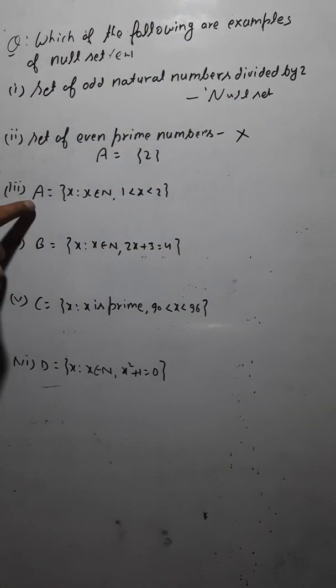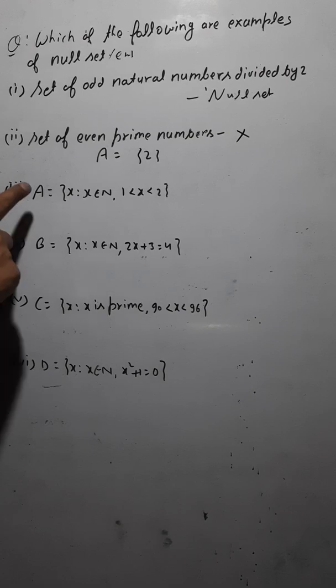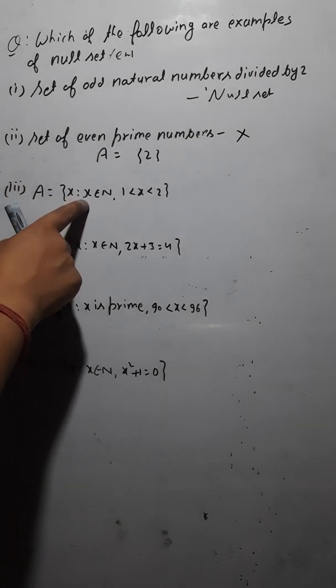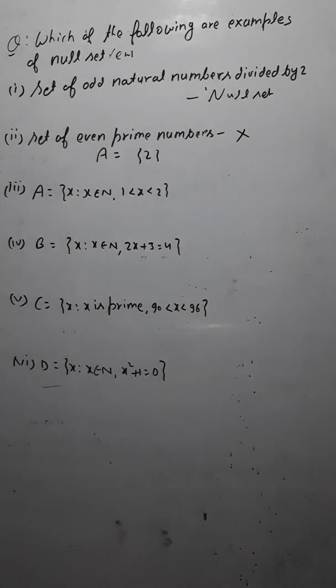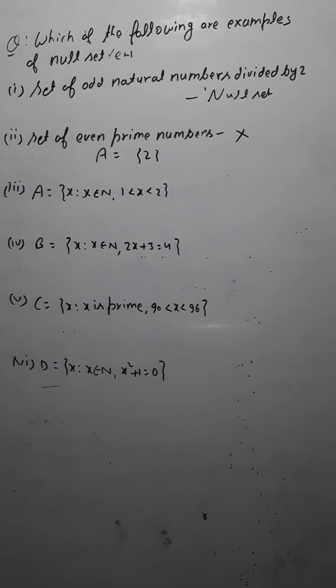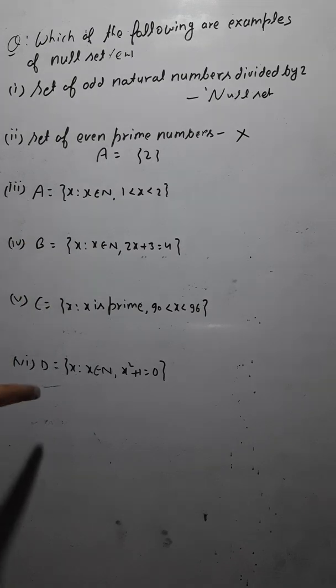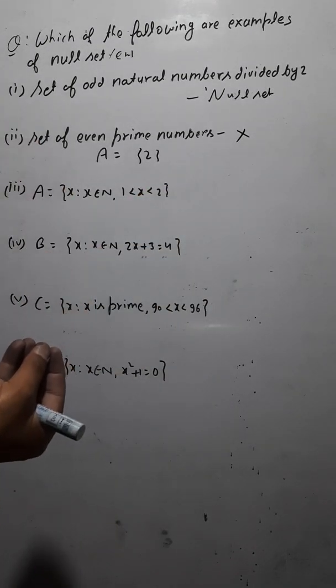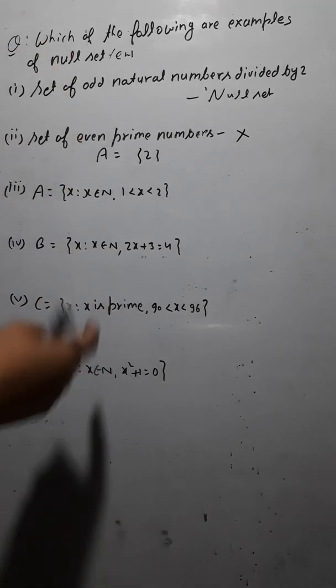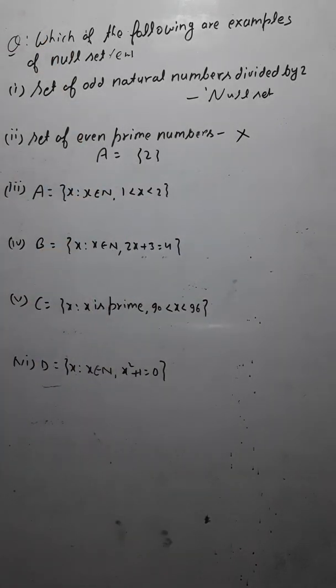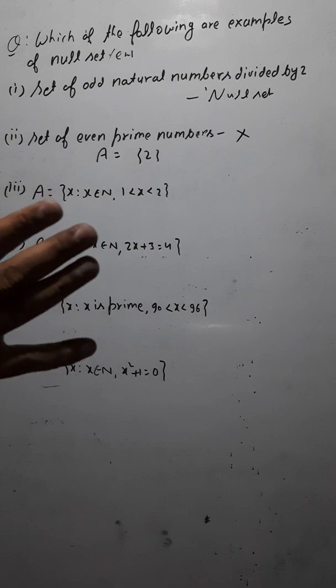Next one, you have a set A and this set A contains elements x such that x belongs to the set of natural numbers. Natural numbers you might be knowing: 1, 2, 3, 4. And one more condition has been given: this x should be greater than 1 and less than 2. So do you have any natural number which is greater than 1 and less than 2? Is there any number? Just tell me.